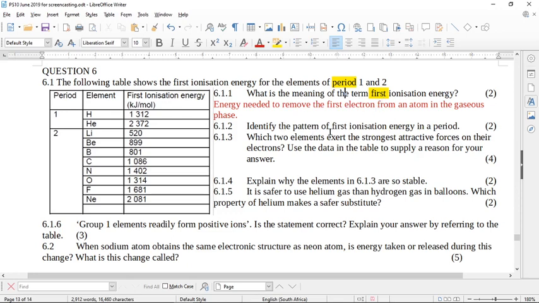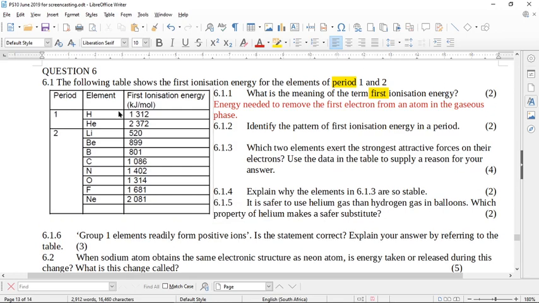Now it says, identify the pattern of first ionization energy in a period. So first of all, you must identify your period. Hydrogen and helium are one period. Lithium to neon is your other period. So what's happened here? 1312 goes to 2372. This is an increase. Now look at these numbers: 520, 899, 801, 1086, 1402, 1314, 1681, 2081. If you look at these numbers: small, bigger, small drop, bigger, bigger, small drop, bigger, bigger.